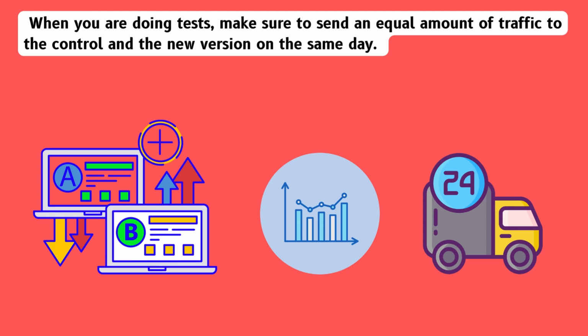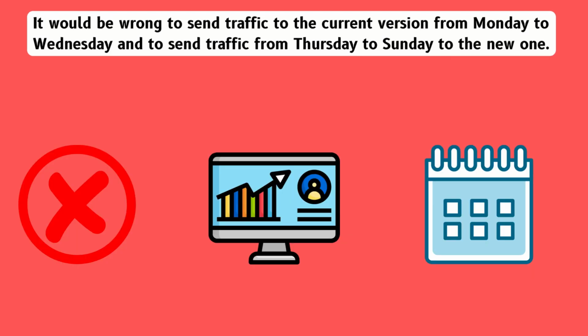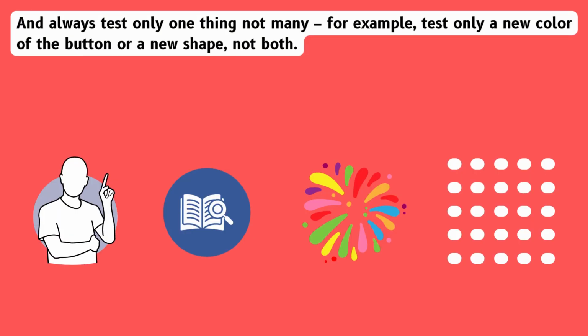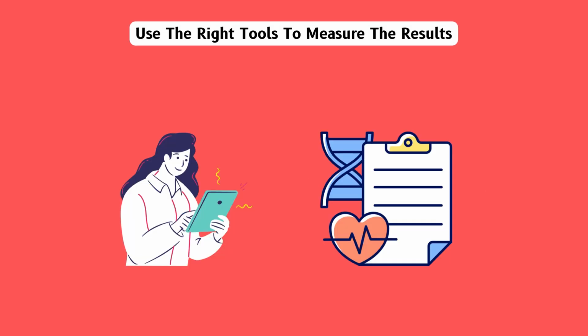When you are doing tests, make sure to send an equal amount of traffic to the control and the new version on the same day. It would be wrong to send traffic to the current version from Monday to Wednesday and to send traffic from Thursday to Sunday to the new one. And always test only one thing, not many. For example, test only a new color of the button or a new shape, not both.